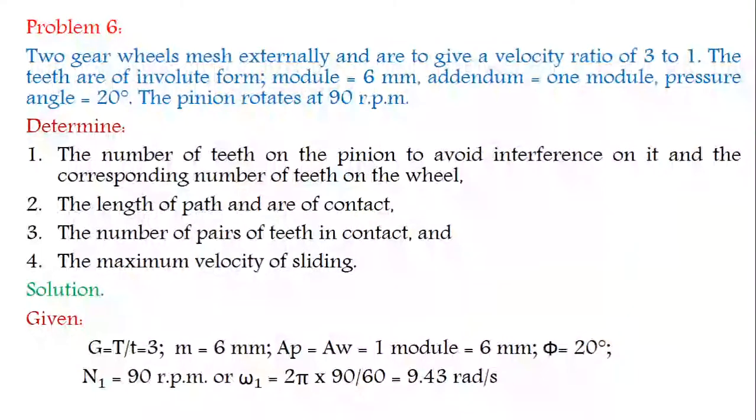Not a big deal, simple only. And phi equal to 20 degree, and the speed of the pinion is 90 rpm. Using this value, we get omega 1 equal to 2 pi n1 divided by 60. Here n1 is 90. We get the value of omega 1 equal to 9.43 radians per second, and omega 1 divided by omega 2 equal to capital T divided by small t. Using that relation we will find omega 2 later. Now I will go to solve the problem.